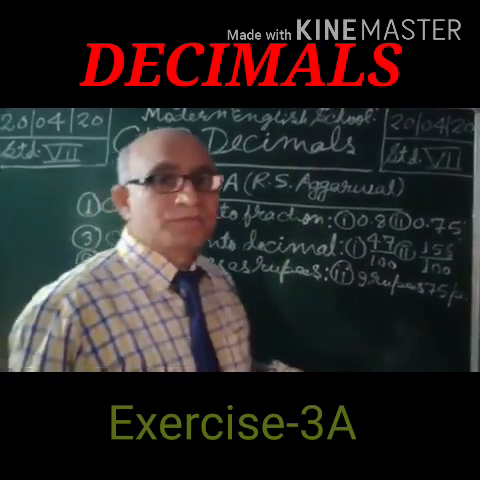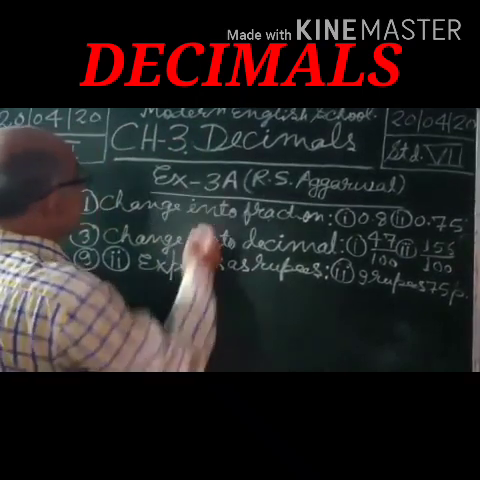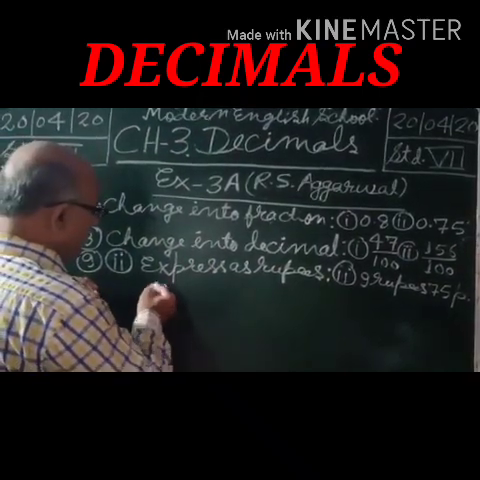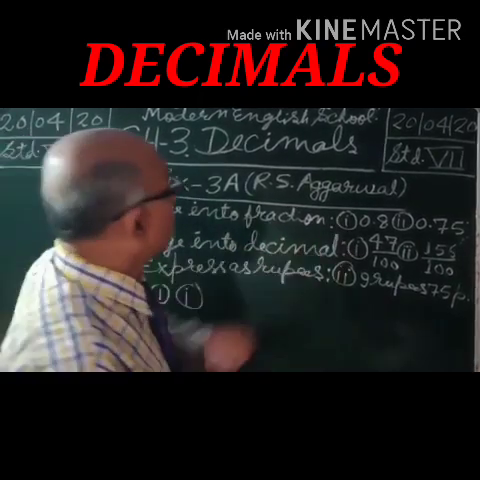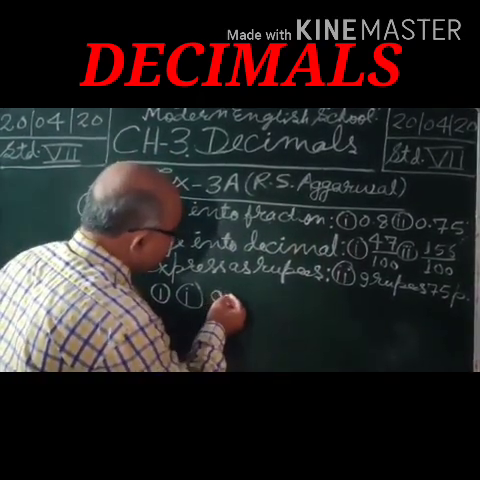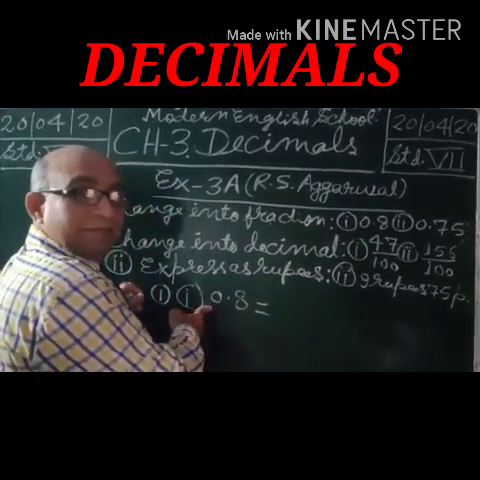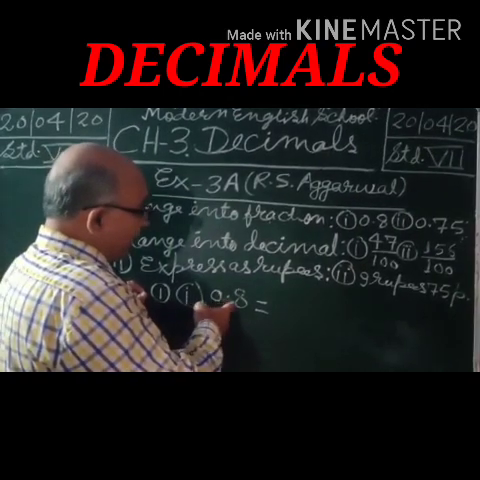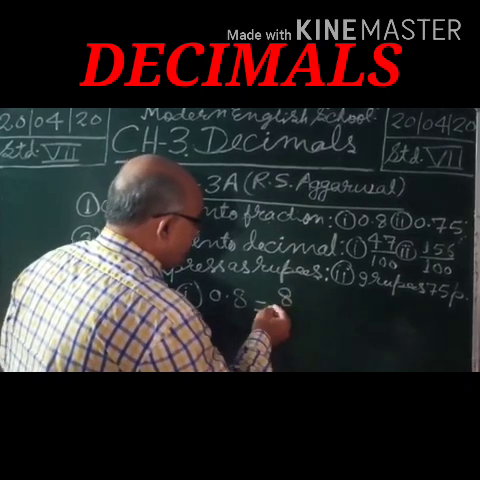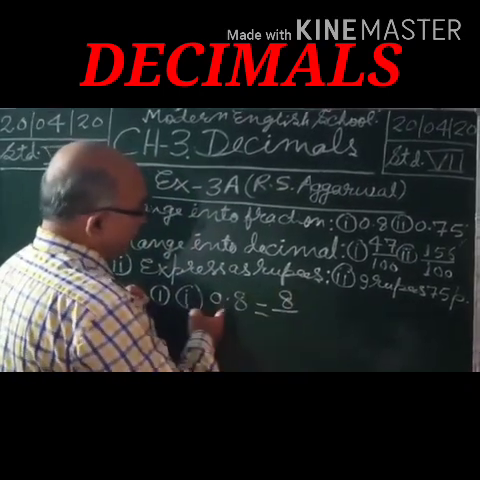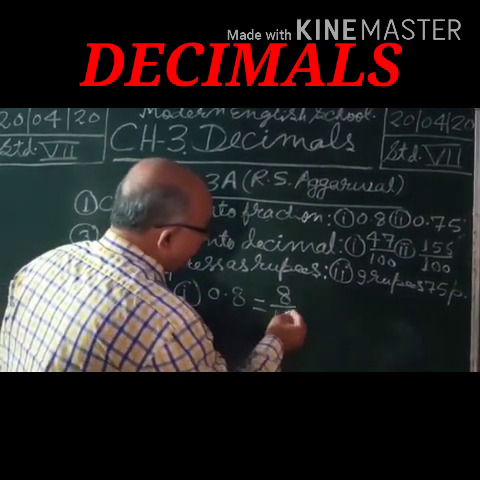My dear students, continue decimals of chapter 3, exercise 3A. Write on your board some important questions to solve exercise 3A. Question number 1 of 1. Change into fraction. A number is 0.8. Change into fraction. Here after decimal 1 digit. So write in numerator without decimal number 8.